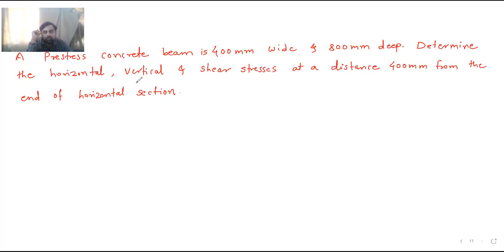So at a distance of 400 mm we need to calculate. The total length of our end block is 800 mm, because the depth of the beam is given as 800 mm. But we do not need to calculate it at 800 mm. They have given us the point which is at a distance of 400 mm. So at that point we need to calculate the horizontal, vertical, and shear stresses.